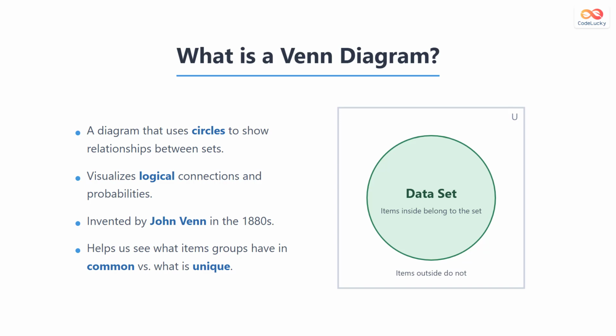So, what exactly is a Venn diagram? Simply put, it is a way to visualize relationships using circles. Invented by John Venn, these diagrams help us see what two or more groups have in common and what makes them unique. They turn abstract logical connections into easy-to-understand pictures.